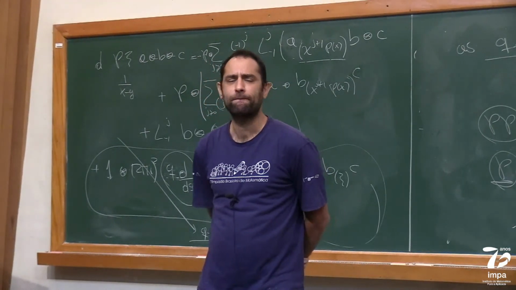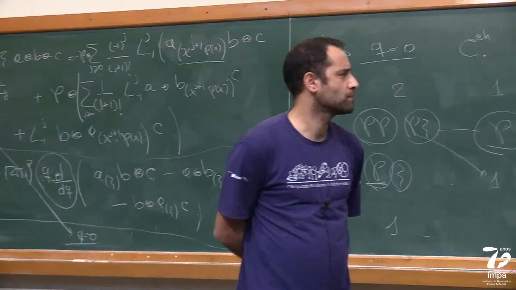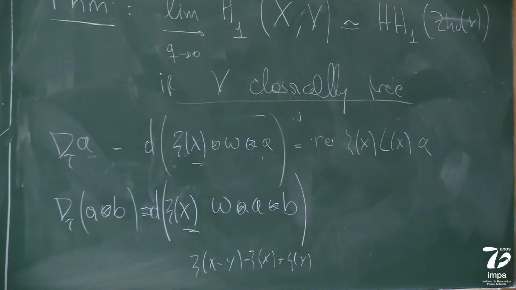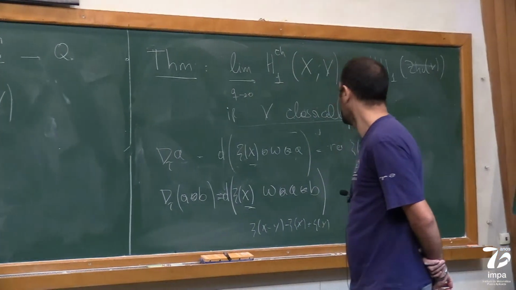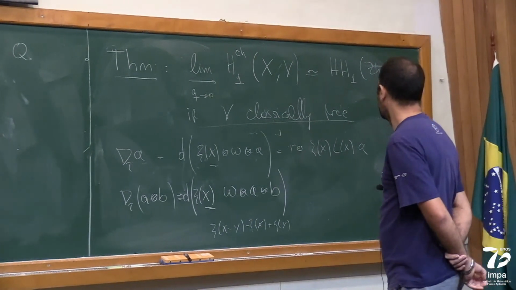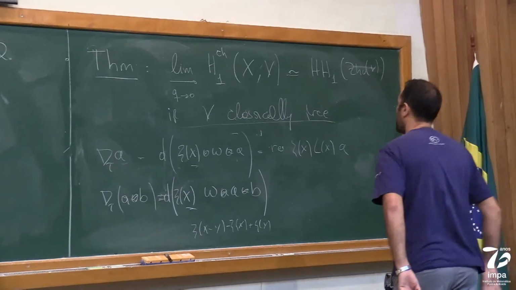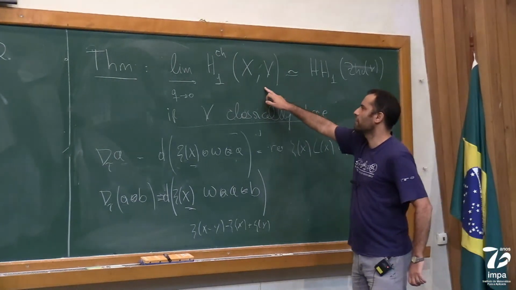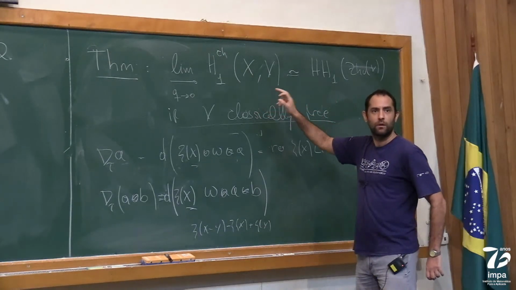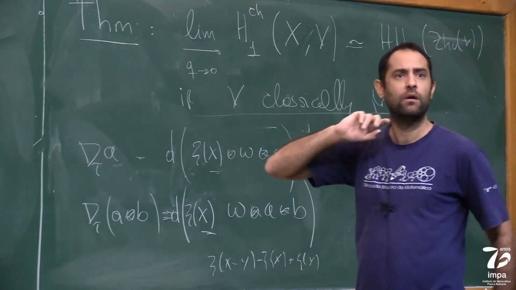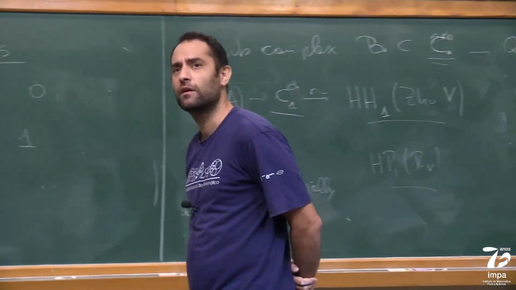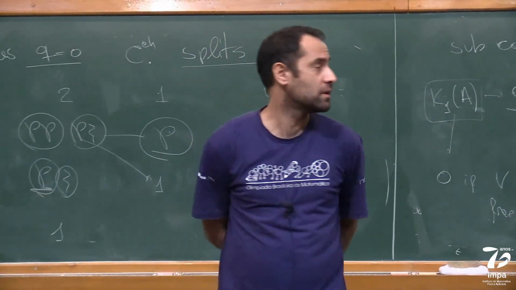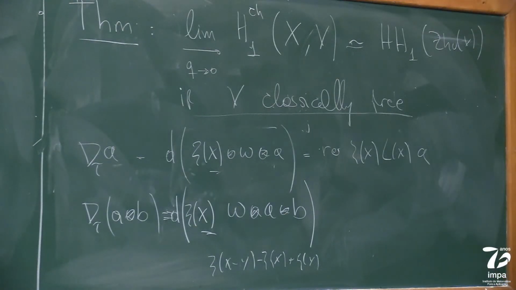So if the factorization holds, then the theorem is obvious for rational. I'm not following. So you're saying that if the factorization holds, then this theorem would follow for rational vertex algebras? Why? How do you get rid of the classical freeness? No, we do not know how to get rid of classical freeness.